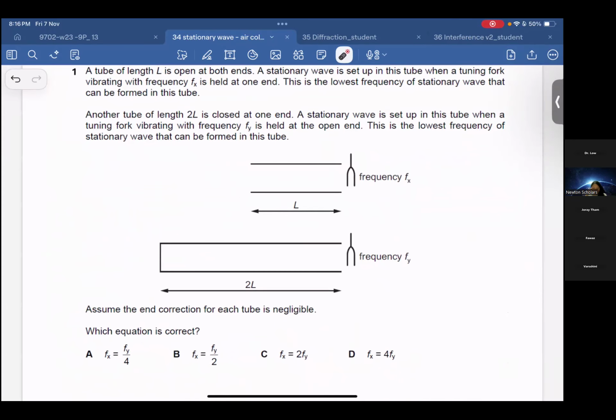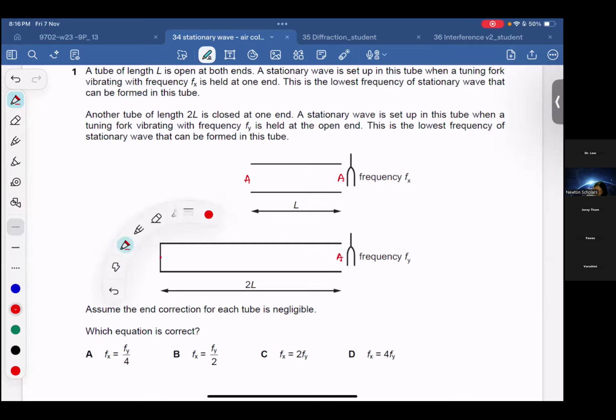A tube of length L is open at both ends. Open at both ends means there must be an antinode here and an antinode here. A stationary wave is set up in this tube when a tuning fork vibrates with frequency Fx. This is the lowest frequency. Another tube of length 2L. This is the second case.